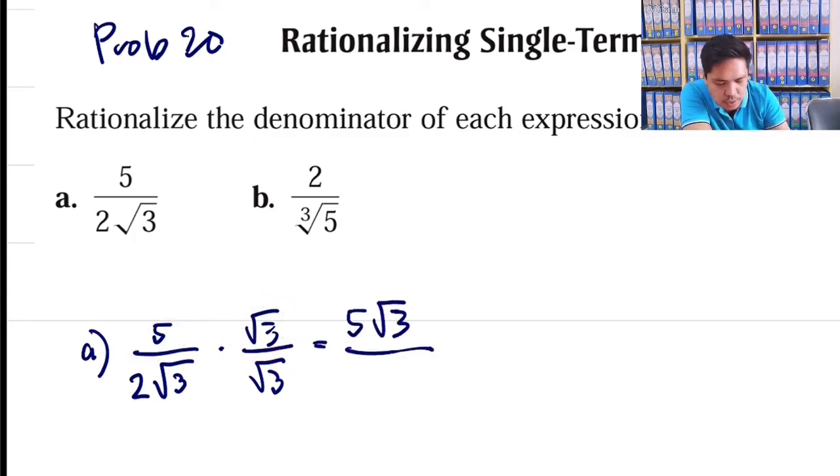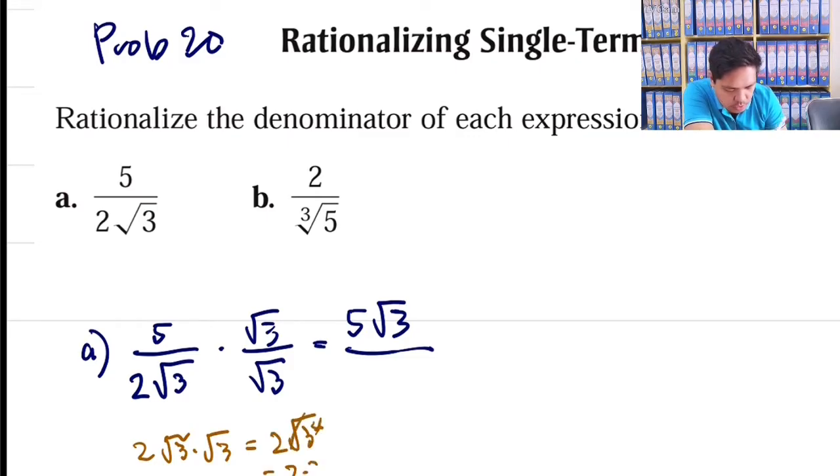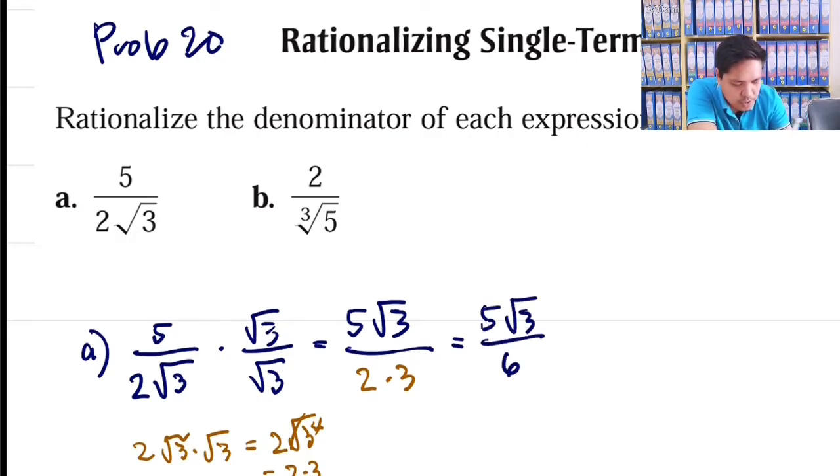And how about this? Sa ilalim. Ito. What will happen here? That's 2. Lagyan natin ng ink para sa notes niyo. That would be 2 times square root of 3 times square root of 3. That would be 2 times 3 squared, or cancel this out. That would be 2 times 3, which is 6. Okay? So this is 2 times 3. Okay. That would be equal to 5 square root of 3 over 6. So that would be our answer.